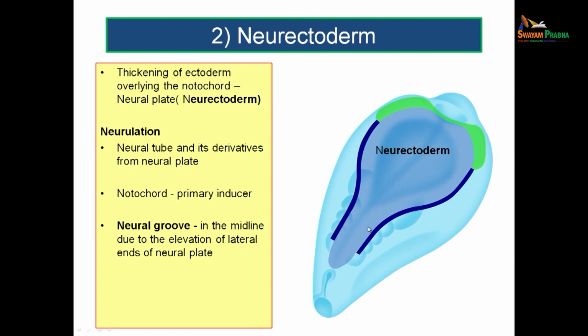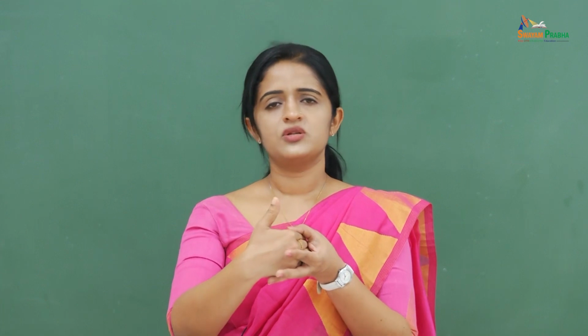So, first you have the neural groove developing in the midline of the neuroectodermal plate. Presently this is just a flat plate. Now what happens is in the midline you will see a groove developing, known as the neural groove. As this region gets depressed, on either side what will you get? You will get elevation on either side of the neural plate. Just imagine a paper like this. If you get a depression in the middle, you will get elevations on either side. That is what is going to happen in the neuroectodermal plate.